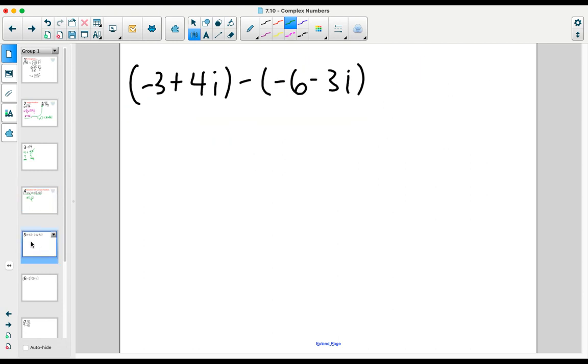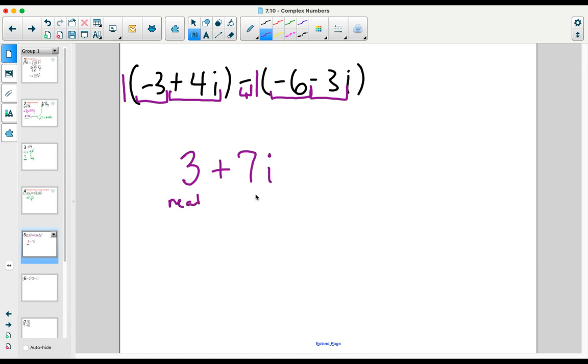In our next example, we have subtraction. Again, if you want to consider those ones and use the distributive property, you can. Otherwise, you can just jump right to the subtraction. Negative 3 minus negative 6 is just positive 3. 4i minus negative 3i is plus 7i. And again, we have a real part of the complex number, and we have an imaginary part of the complex number.